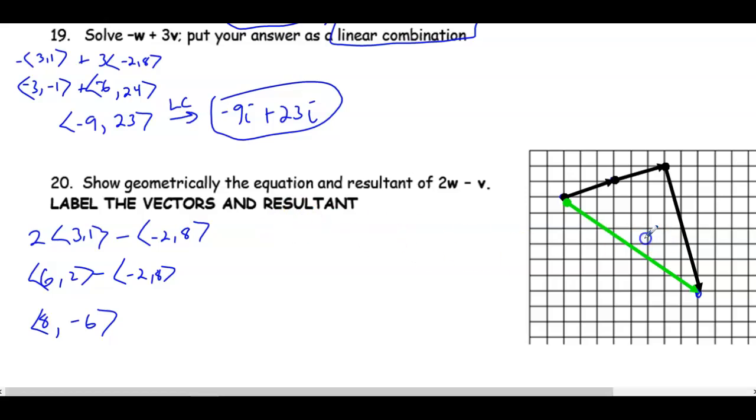That's the vector. We'll label the vector in this resultant. So W, V, or minus V. We'll say that. Negative V, right there. Alright, and then that green line is 2W minus V.